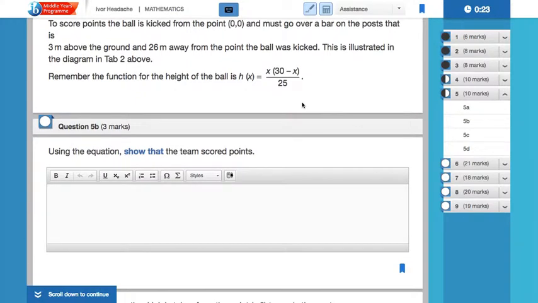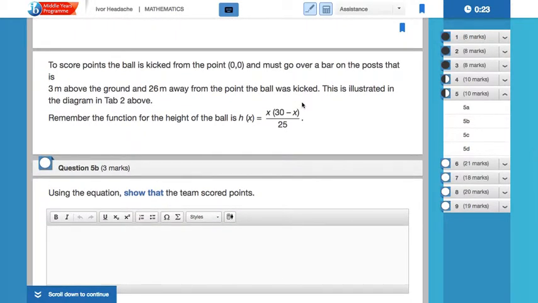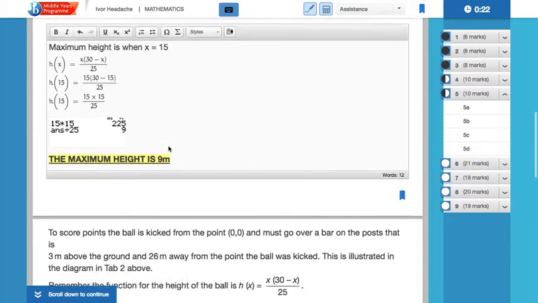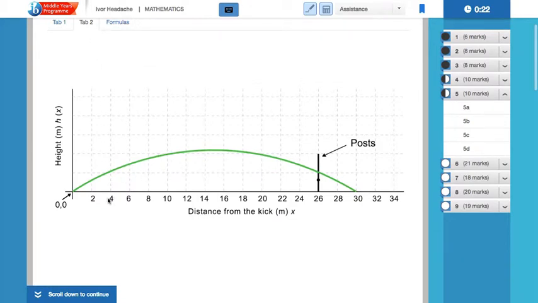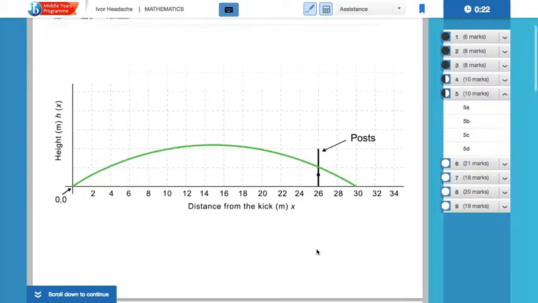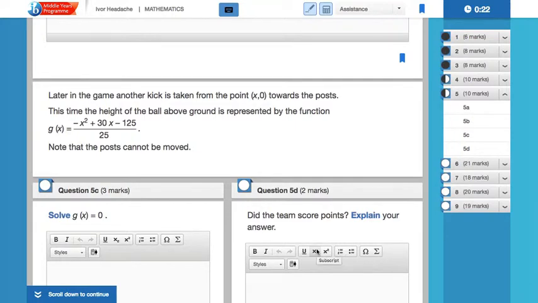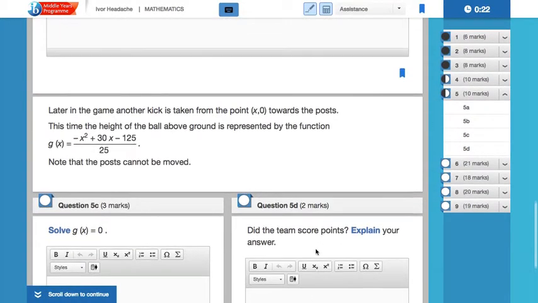So the question: show that the team scored points. So we're talking about tab 2. We can certainly see in the diagram on tab 2 that the ball appears to clear the crossbar. But what we need to do to show that the team scored points is that when x is 26, the height above the ground is more than the 3 meters where the crossbar is. So I'm going to work out what the height is when x is 26.